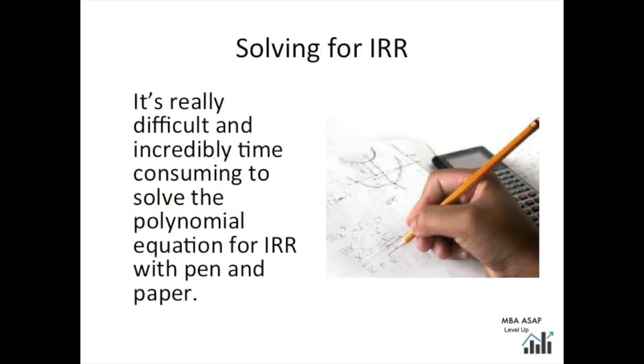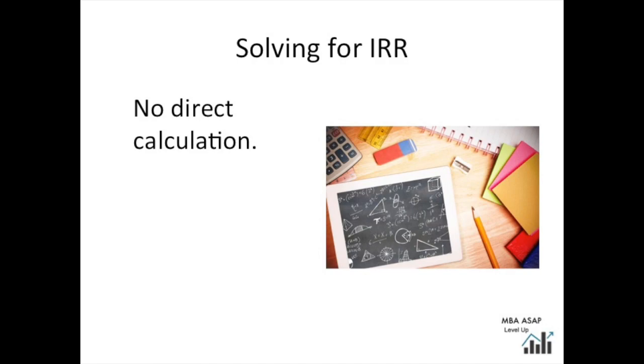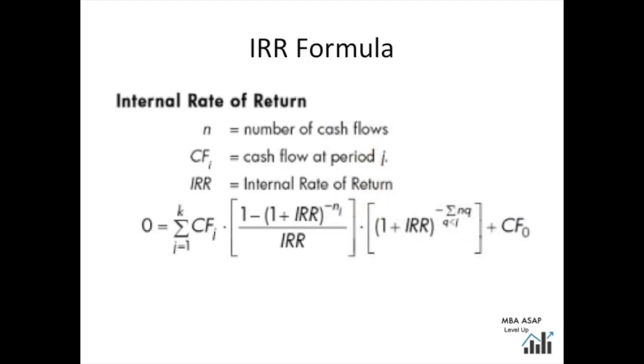It's really difficult and incredibly time-consuming to solve this polynomial equation for IRR with a pen and paper. There is no direct calculation. It's an iterative process, meaning you have to make a guess, do the calculation, and continually adjust as you overshoot or undershoot the mark. Here is the formula to get an idea of how cumbersome it is to populate and calculate. And this is a really complicated formula.